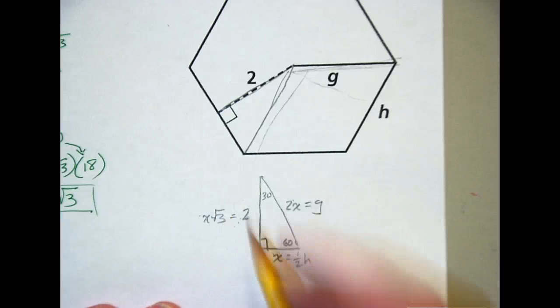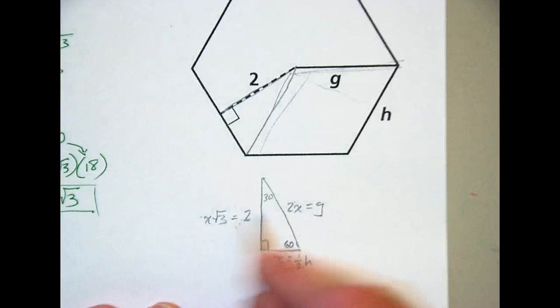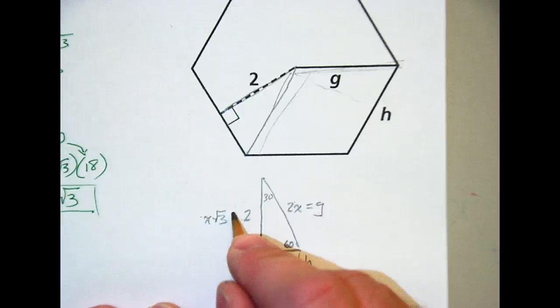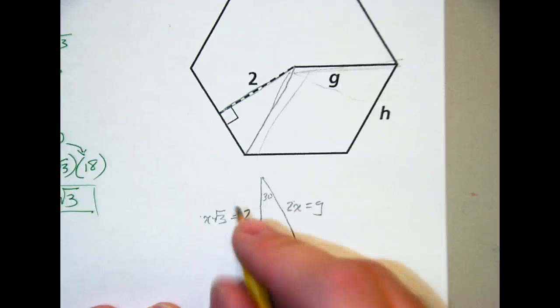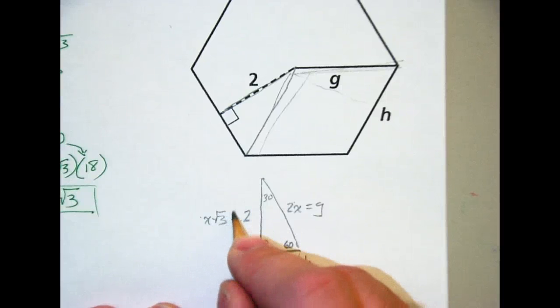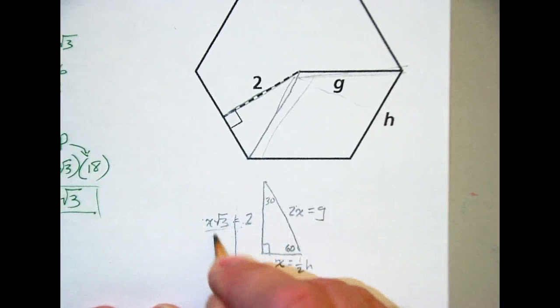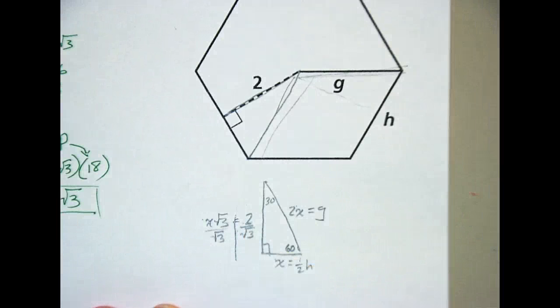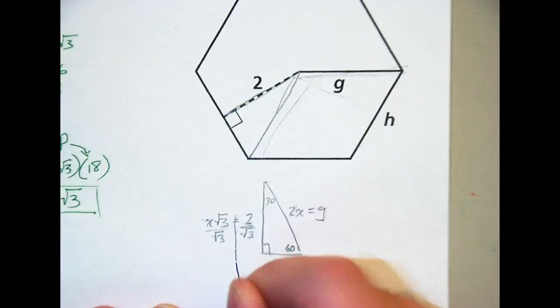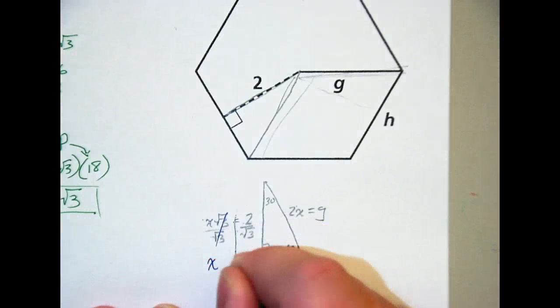And many of you are just doing that in your head. You're like, well, I know that when I divide by root 3, that's going to give me 2 root 3 over 3. Okay? So many of you are doing that in your head. If you can't do it in your head, that's okay. You just need to make sure that you at least go through the math there. So divide by root 3. These cancel. I'm left with x equals 2 over root 3.